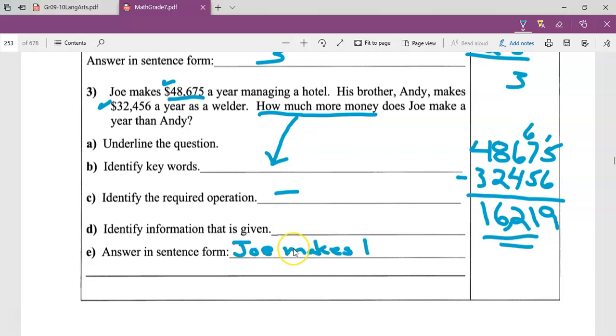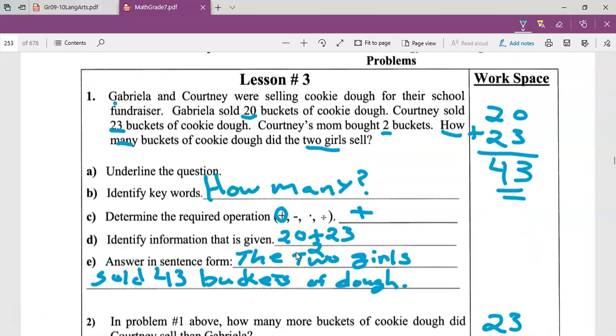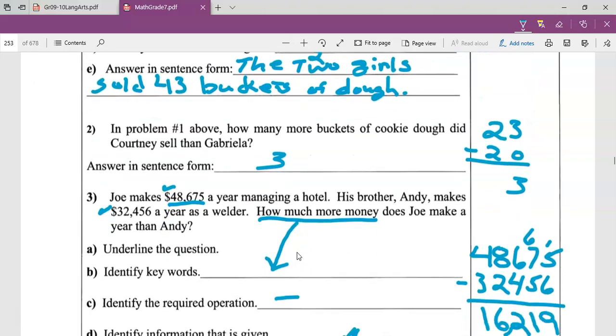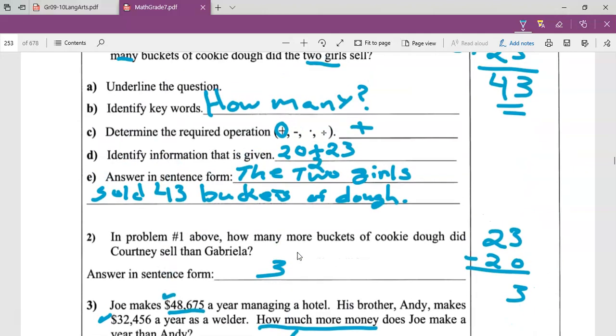Joe makes $16,219 more than Andy. So there is math lesson number 3. A little review and practice of word problems and how to identify the key information required in order to solve those problems.